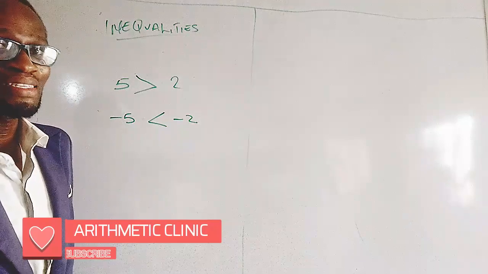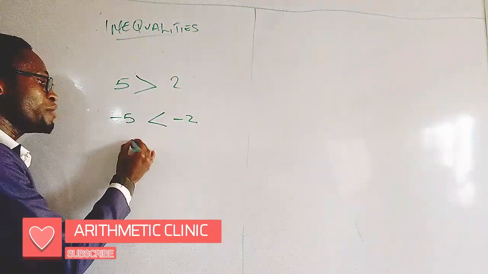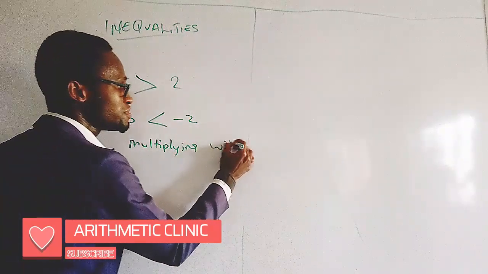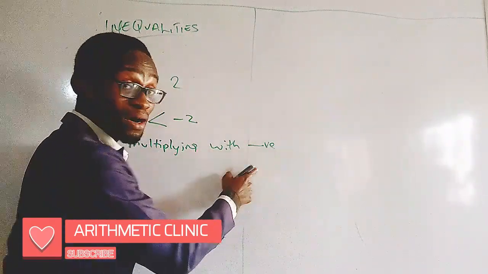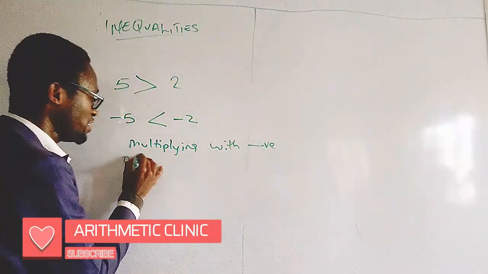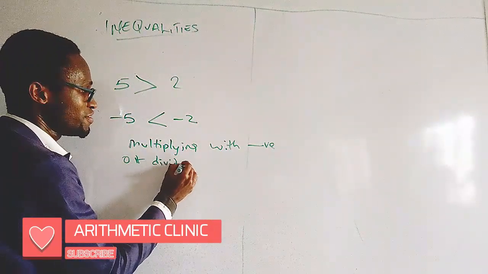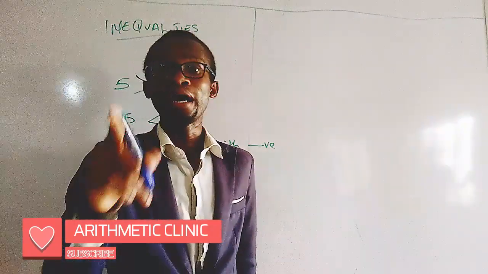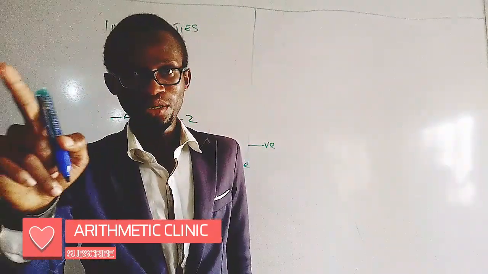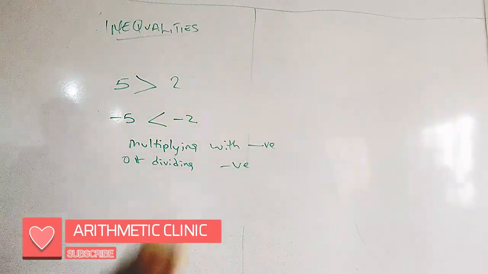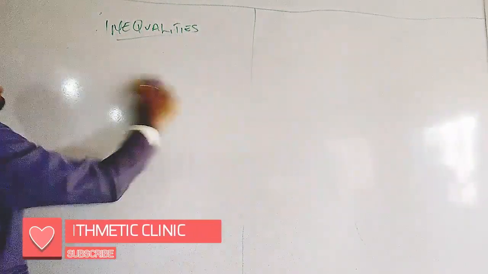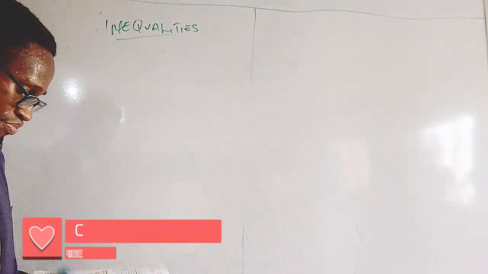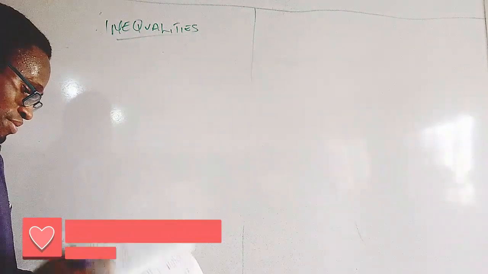So because of that, in inequalities, anytime we are multiplying with a negative number or dividing with a negative number, the inequality sign must change. Okay, let's get an example of inequalities. Now we have this equation. Now look at this.